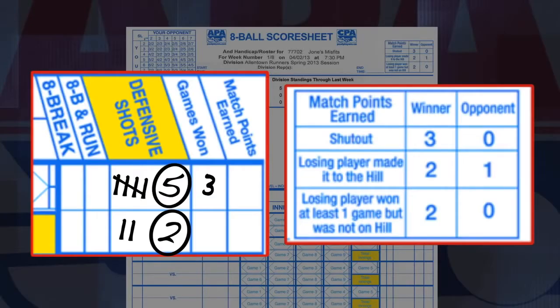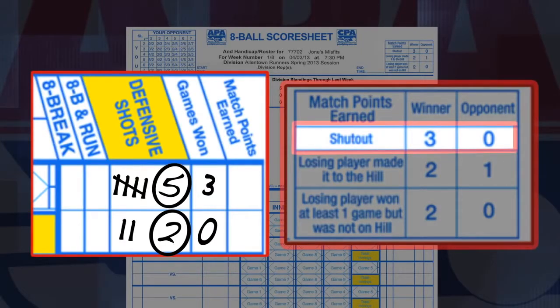If Steve wins the match with a shutout, meaning Joe was unable to win at least 1 game, you will mark a score of 3-0 in the match points earned block. Steve earned 3 match points and Joe earned 0.